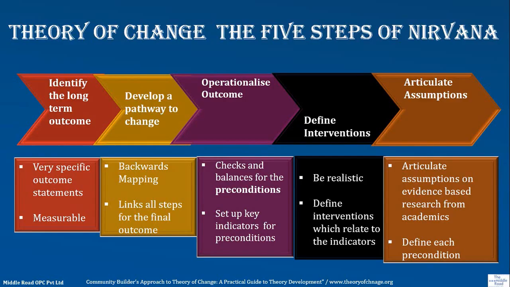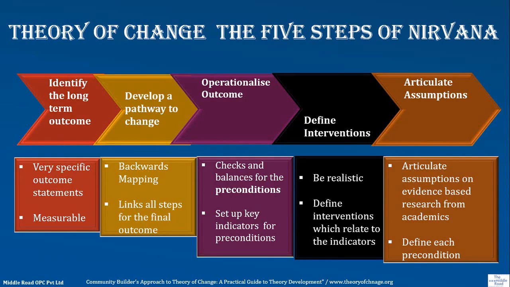and that pathway to change is the most tedious part. This is where you're going to be sitting with multiple teams and talking a lot. So basically you have to have backwards mapping, which is what I spoke about. Once you have your objective, that's when you'll map the whole process. You're going to link all the steps for a final outcome. There'll be a series of steps, all interlinked together, and you have to be very clear on what you're really doing here. Once you have done that, you're going to operationalize your outcome.